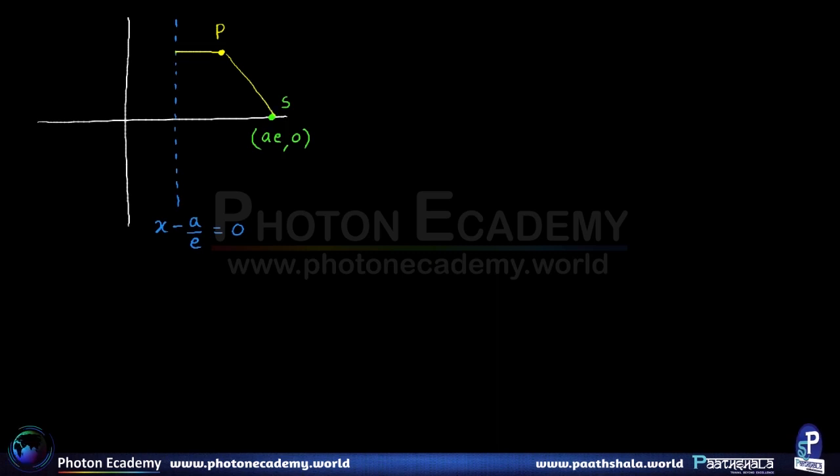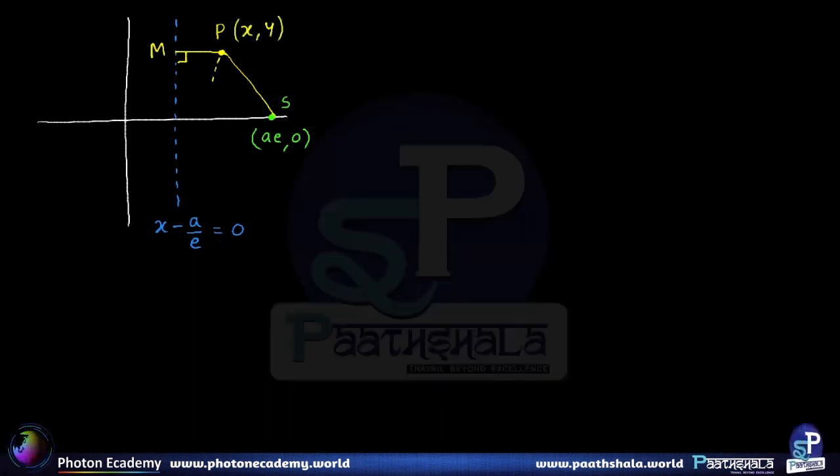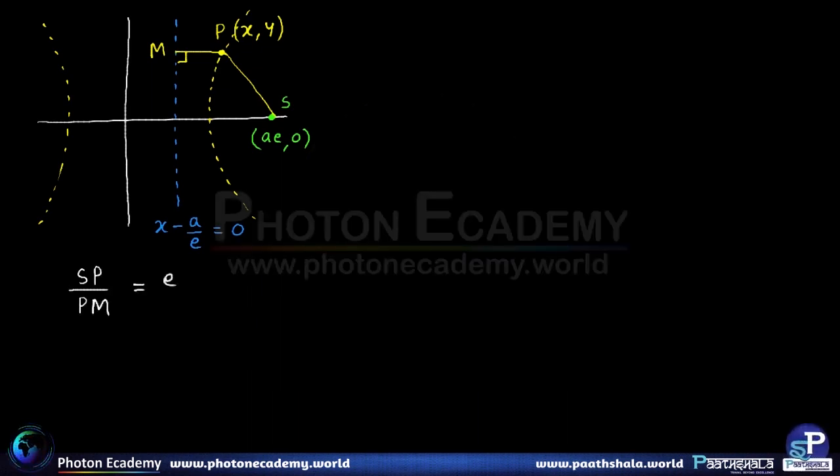So its distances from the focus and the directrix are shown here. Let the coordinates of the general point be x comma y, and that point is lying on the hyperbola. So we are deriving a generic condition for that hyperbola. Now by the focus directrix property we know that the ratio of SP to PM is nothing but the eccentricity. So therefore we can say that SP is E into PM. Now SP can be written with the help of distance formula, isn't it?